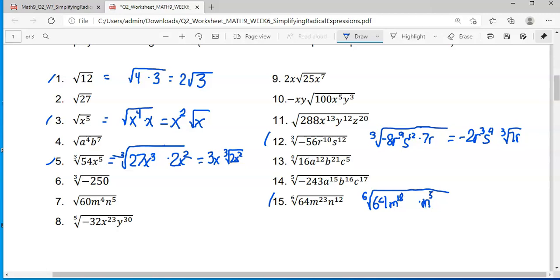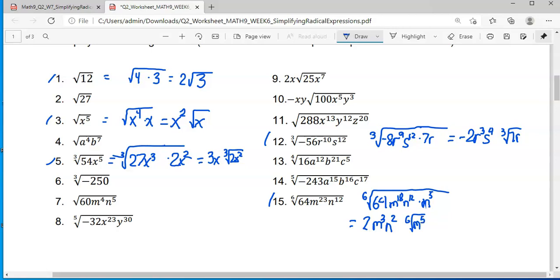Okay? Then sa n naman, pwede bang ma-divide yung 12 by 6? So pwede. Sa lahat ay ilalagay natin n raised to 12. Okay? Then simplify na natin. Ang 6th root ng 64 ay 2. Then, sa m naman, divide lang natin yung 18 by the index na 6. So, magiging m raised to 3. Then, yung n naman, divide natin yung 12 by 6. So, magiging n raised to 2. Okay, times the 6th root ng natira, m raised to 5.